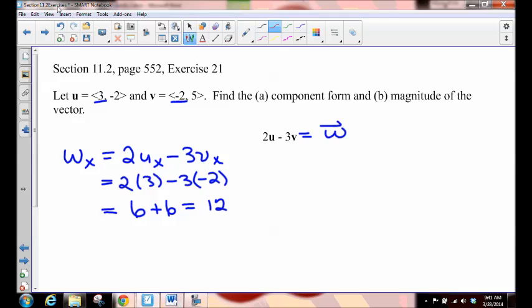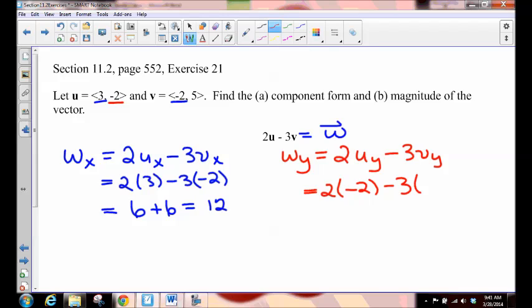We can do something similar with the y component of our new vector. It's going to be 2 times uy minus 3 times vy. So that's 2 times the y component of u, which is -2, minus 3 times the y component of v, which is 5. This gives me -4 minus 15, which is -19.